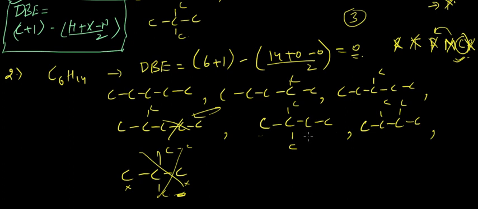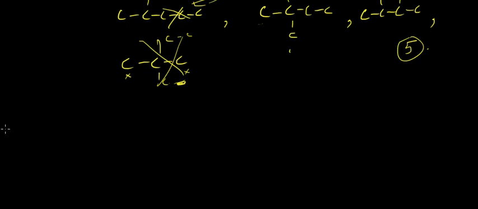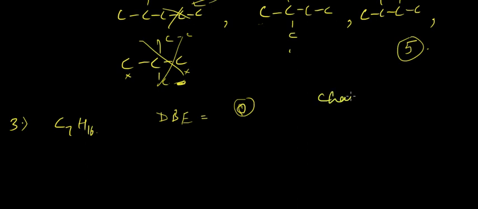Okay, one more thing can be, are we missing anything? No, I don't think we are missing anything. The answer should be 5, and it is 5. Okay, so let's calculate about this. So if you calculate the DBE of this compound, it will come to be 0 again. So only chain isomer is possible in this case.